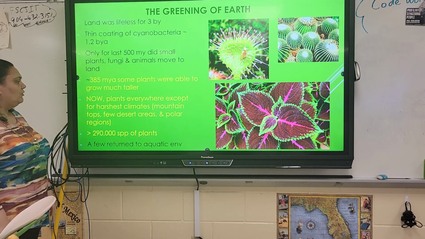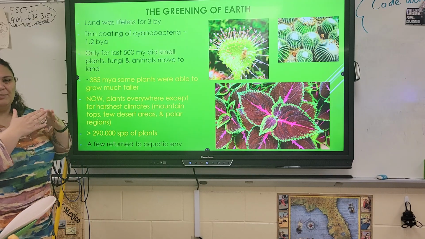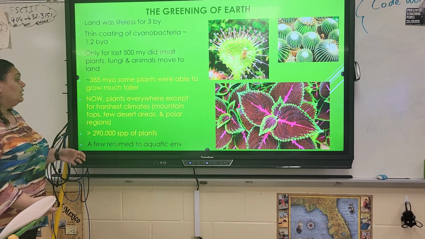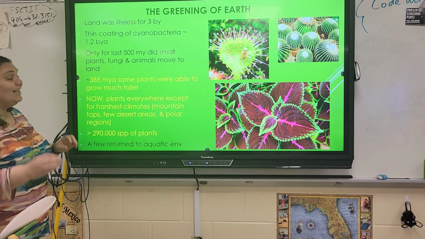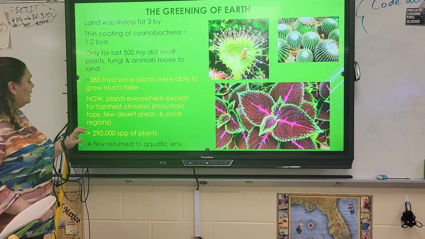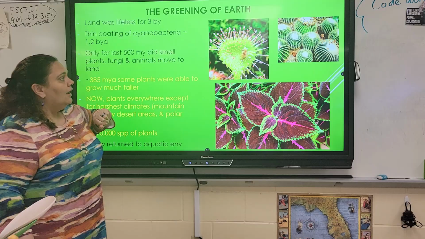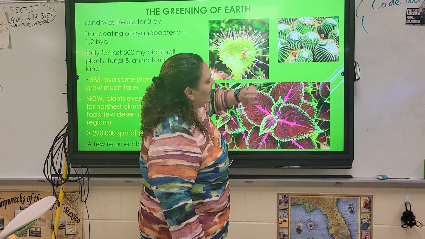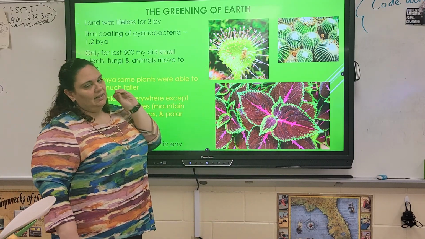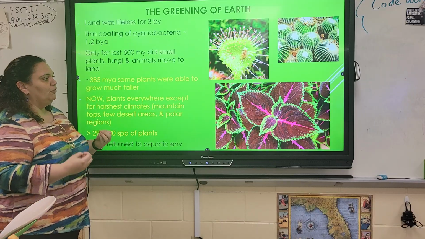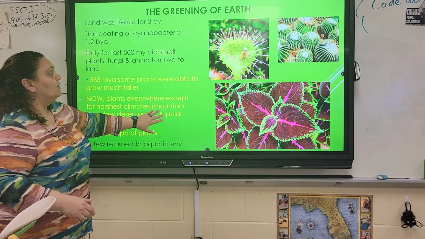Now plants are found everywhere except for the harshest climates. You're talking about the tops of the mountains, polar regions, extreme desert areas. And there are about 290,000 species of plants that have been identified. This is your honeydew, your classic cacti, and the hostas. I love the hostas. They're such pretty, colorful plants, but they really like shade.